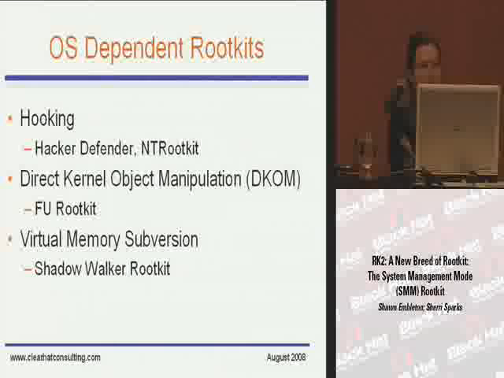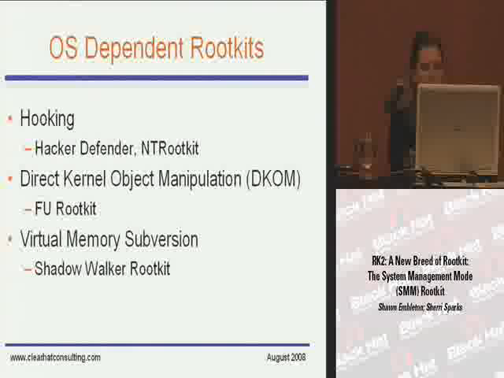We can also hook operating system data structures like the system service descriptor table by changing the pointers that point to various operating system services to point to our rootkit code instead. So when those services are called, the rootkit code is called first. Two examples of rootkits that use hooking primarily as their method of control are the Hacker Defender rootkit and the IntiHook rootkit developed by Greg Hoglund.